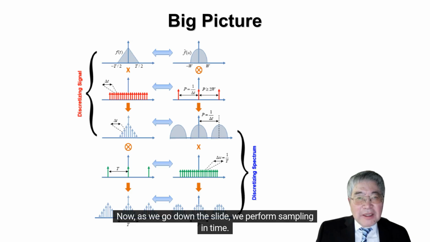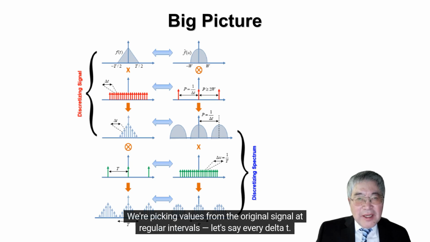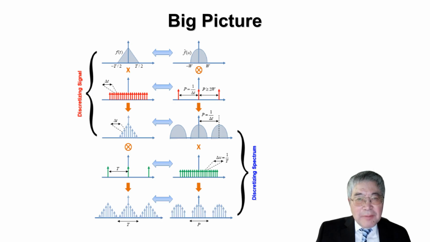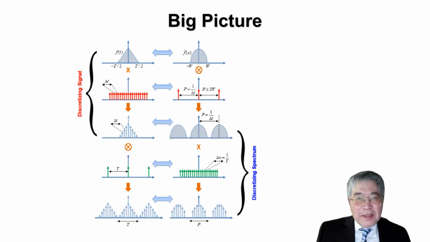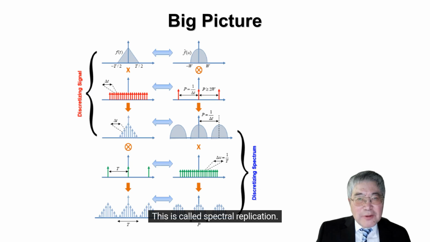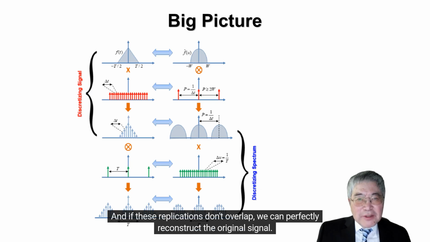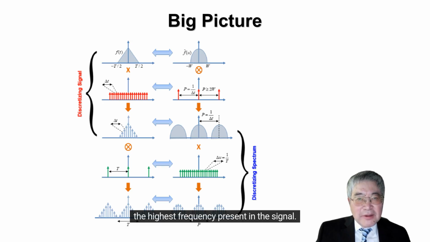Now, as we go down the slide, we perform sampling in time. That's the red comb of vertical lines. We're picking values from the original signal at regular intervals, let's say every delta t. What does this do in the frequency domain? It creates multiple copies of the spectrum, repeated again and again. This is called spectral replication. And if these replications don't overlap, we can perfectly reconstruct the original signal. That's the essence of the sampling theorem. To avoid distortion, we must sample fast enough, at least twice the highest frequency present in the signal.